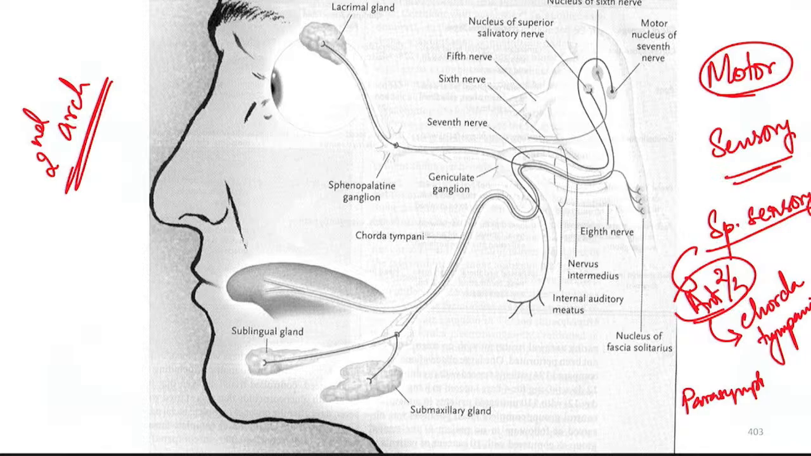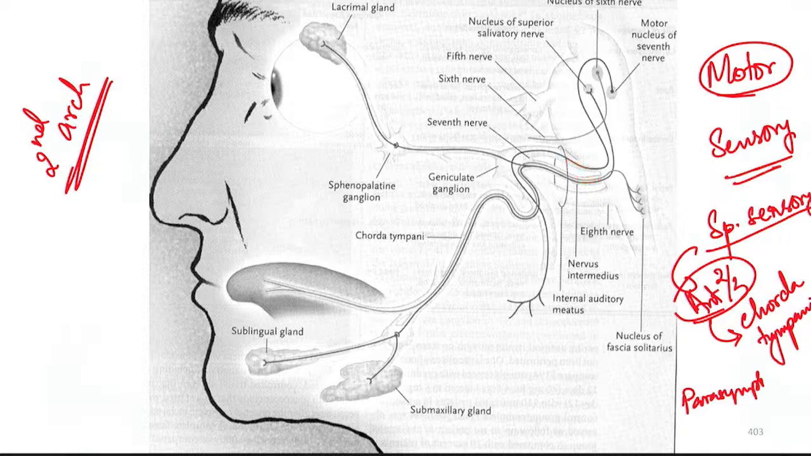So there are 2 roots. It has a motor root and also a sensory root. Just as the trigeminal nerve had 3 sensory nuclei and 1 motor nucleus, similarly, this facial nerve has 2 roots. Okay, it has a sensory root and also a motor root. That is what you need to know. If you see over here, this is the sensory root and this is the motor root.